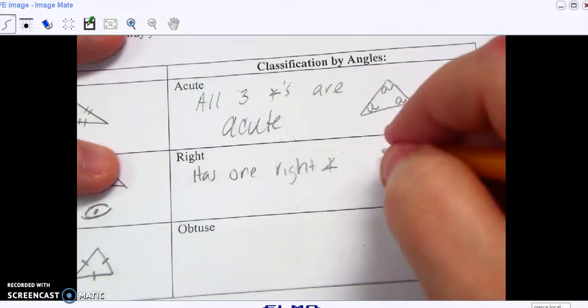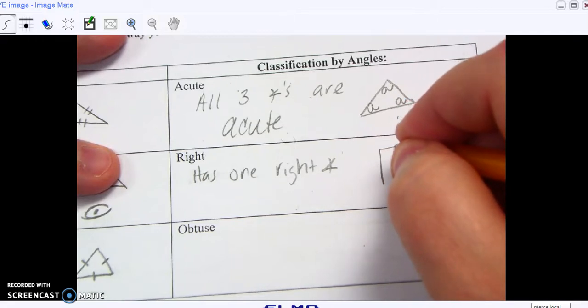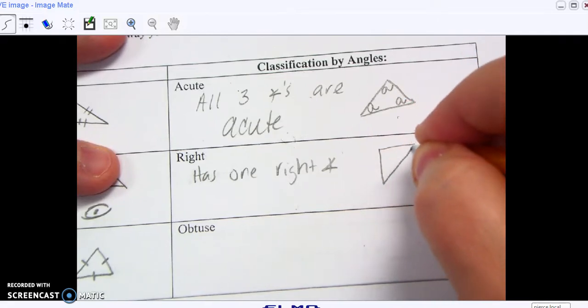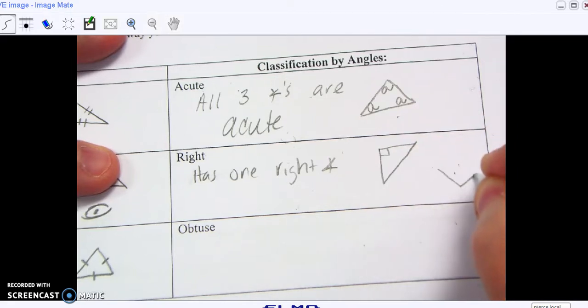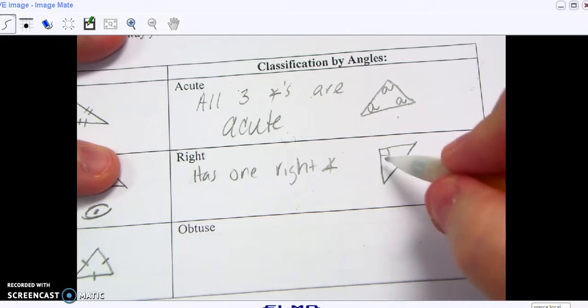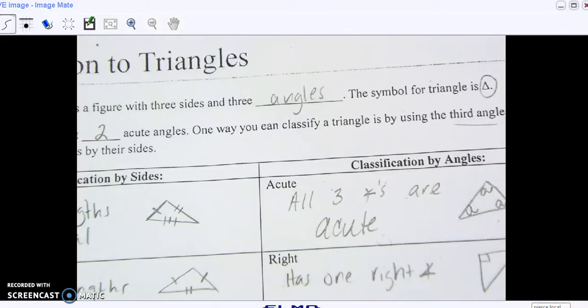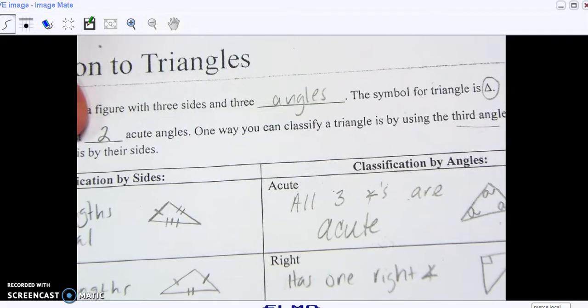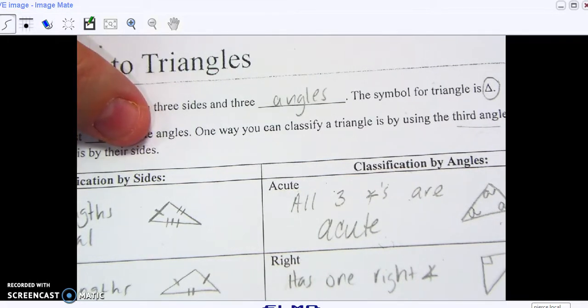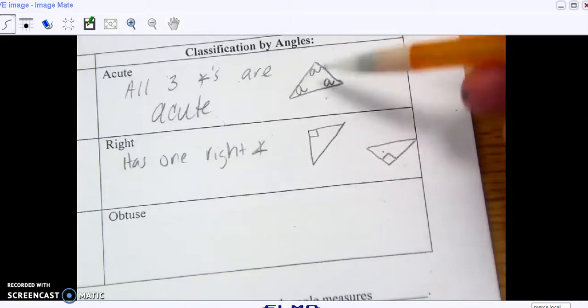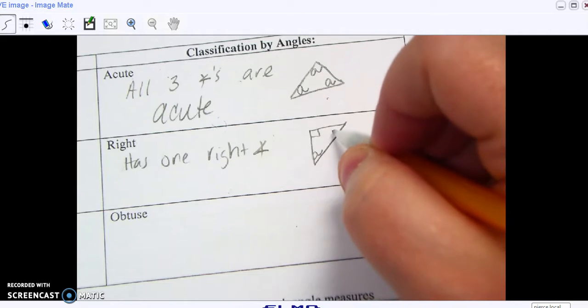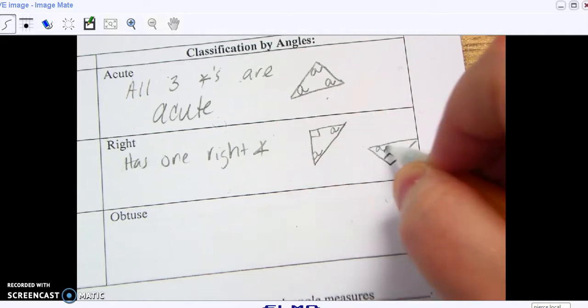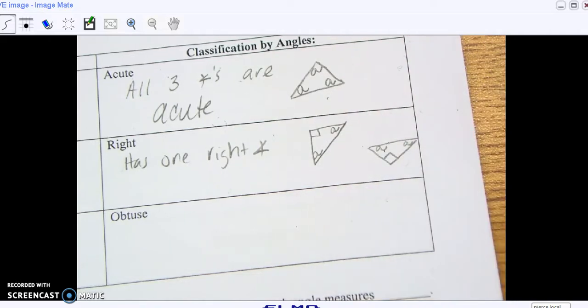Okay? And you know, it can go like that with this one, or it can be drawn in any way. But the thing is, you notice up here it said every triangle has at least two acute angles. This one has two acute, so these other two have to be acute. They'll always be acute, okay?